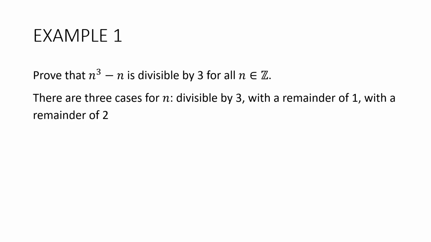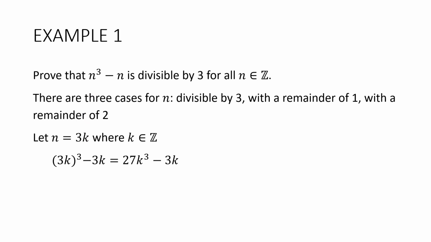Now we're going to divide this into 3 cases, where n is divisible by 3, where it has a remainder of 1 after it's been divided by 3, and where it has a remainder of 2. And they're the only possibilities when we divide by 3. So case 1, let n equal 3k, so it's divisible by 3. k is an integer. Let's substitute that in here. So 3k all cubed, take away 3k is 27k cubed, take 3k, and this is divisible by 3.